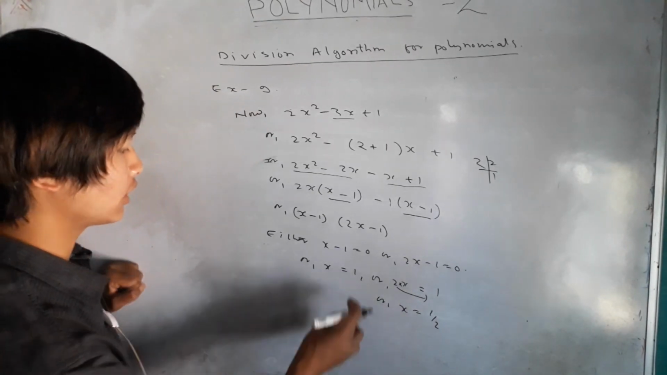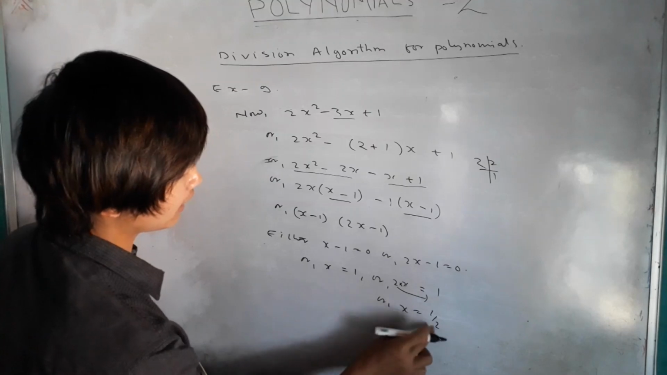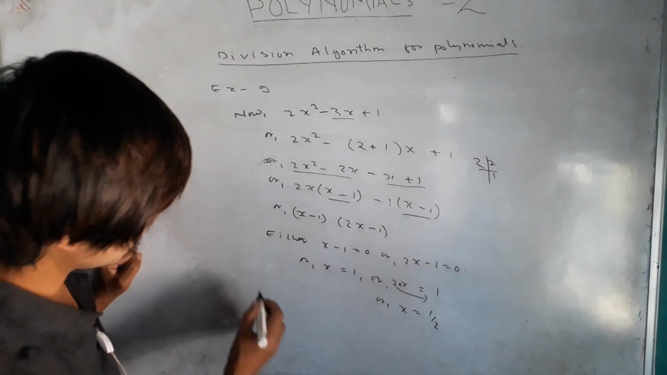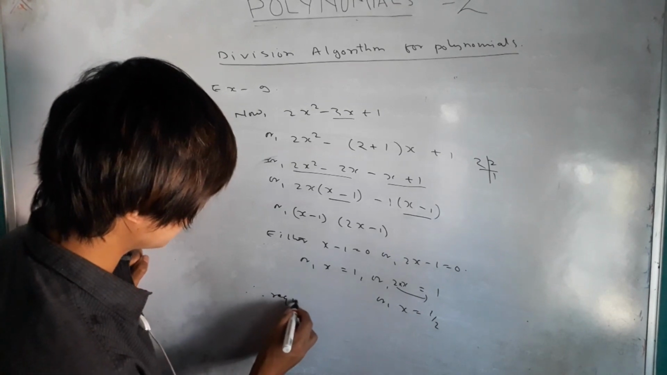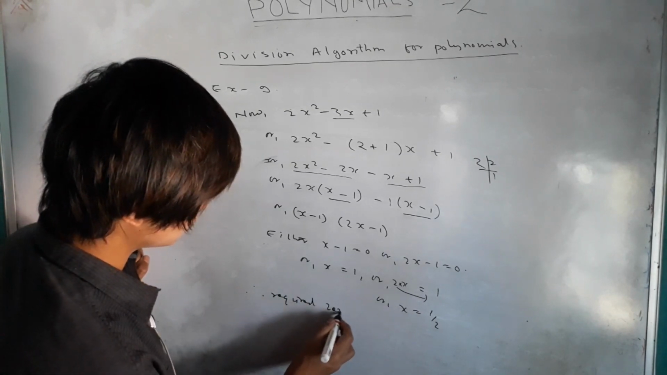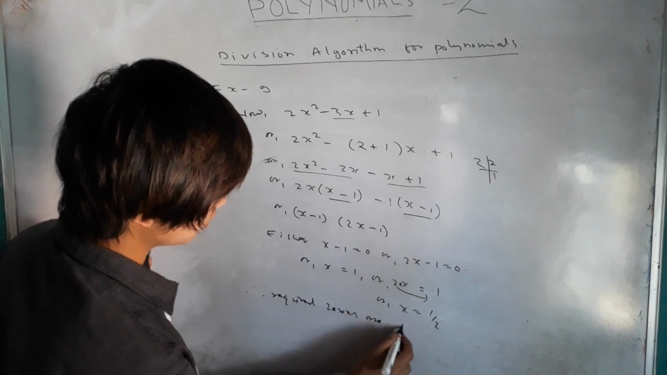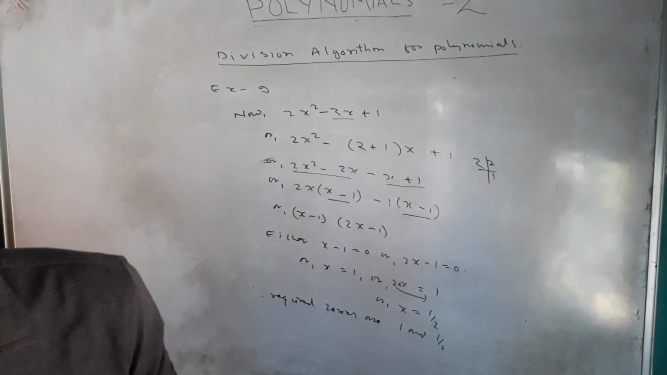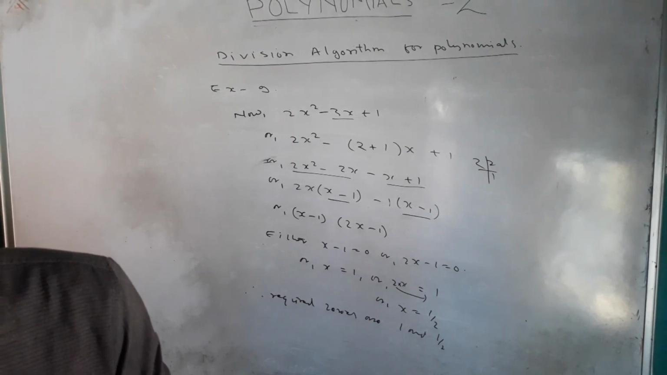So what are the other two zeros? 1 and half. So what the question is saying, two zeros. Therefore the required zeros are 1 and half. This was the solution of example 9.